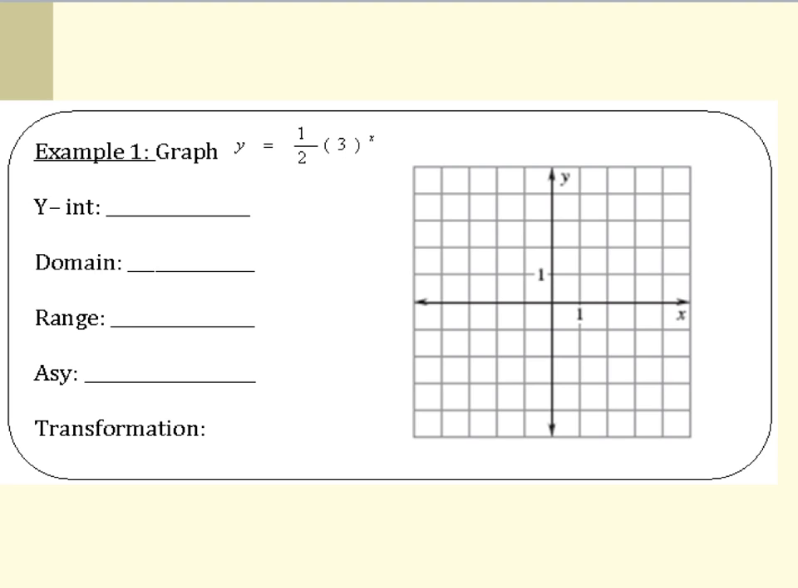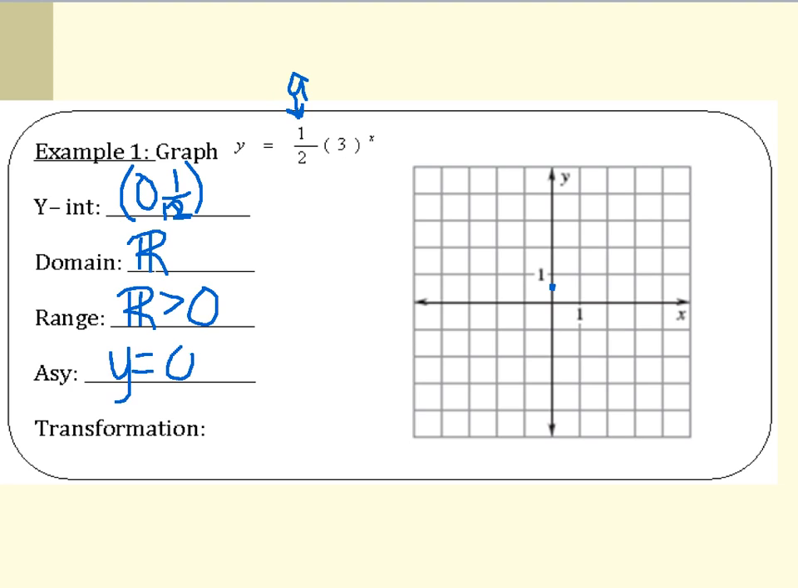Now we're going to graph y equals 1/2 times 3 to the x power. So for our y-intercept, we're still looking at that a value, and my a here is right there. So my y-intercept is 0, 1/2. So 0, 1/2 would be right about here. My domain, as I've already said, is still going to be all real numbers. Now this one wasn't reflected over my x-axis, so my range is still all real numbers greater than 0. And my asymptote is still y equals 0. And I'll draw my asymptote right in here.